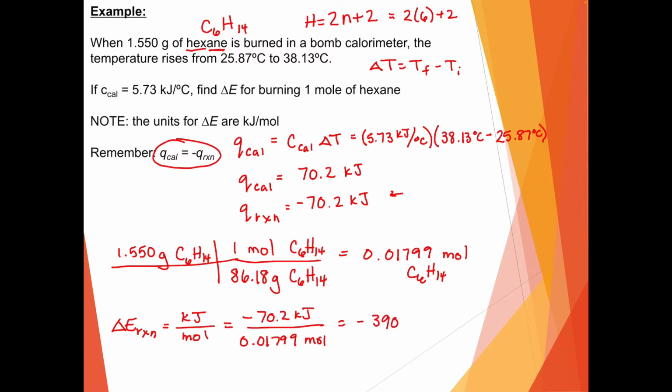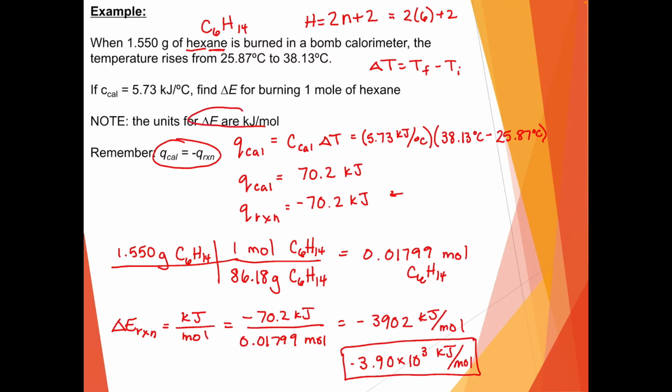If we went and put this in our calculator, we'd get negative 3902 kilojoules per mole, but we need to have 3 significant figures. So this would be negative 3.90 times 10 to the third kilojoules per mole. Okay, so there's our answer. So again, this would be for a bomb calorimeter. We're always going to solve for delta E in kilojoules per mole. So always solve for Q from the information given for the change in temperature of the calorimeter. And then you'll always be given some amount of grams for your substance that was burned, and then you can calculate moles and divide them up, get kilojoules per mole.